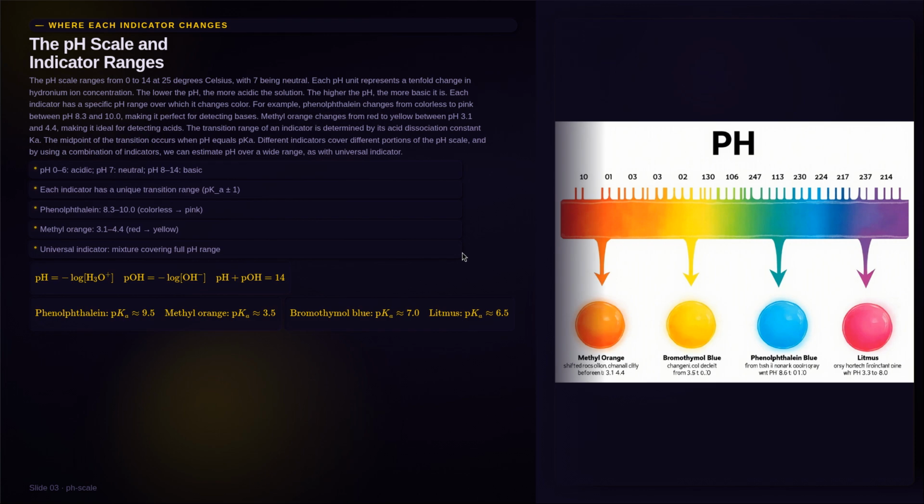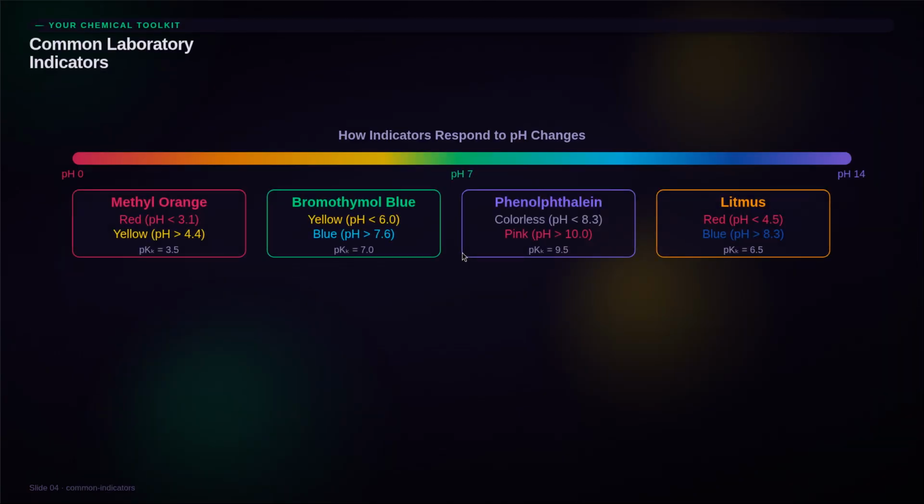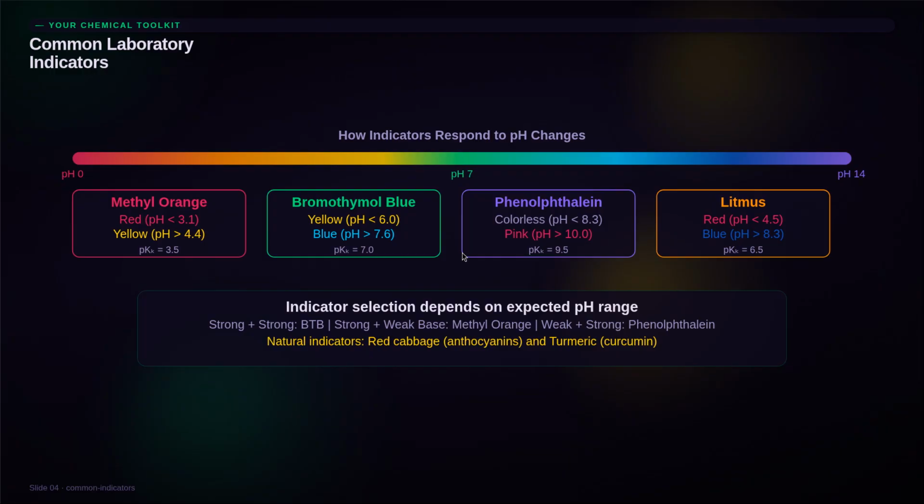The transition range of an indicator is determined by its acid dissociation constant Ka. The midpoint of the transition occurs when pH equals pKa. Different indicators cover different portions of the pH scale, and by using a combination of indicators, we can estimate pH over a wide range, as with universal indicator. Here is a comprehensive look at the most common acid-base indicators used in chemistry laboratories around the world.